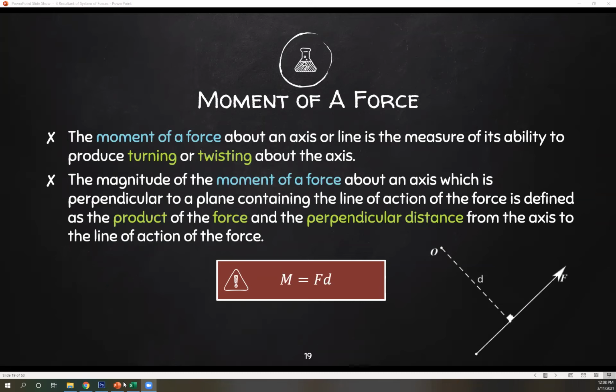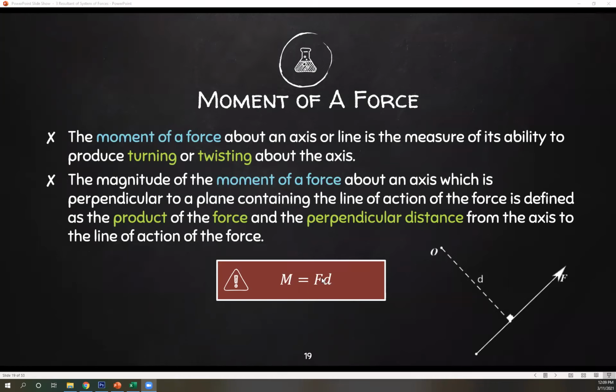The magnitude of the moment of a force about an axis, which is perpendicular to a plane containing the line of action of the force, is defined as the product of the force and the perpendicular distance from the axis to the line of action of the force. In short, M is the product of F and perpendicular distance D. So for example, you have a point O, and then you have a force F. To get the moment of F about point O, it's just F multiplied by this perpendicular distance. So M equals FD.